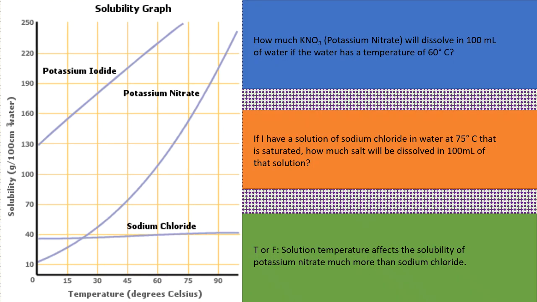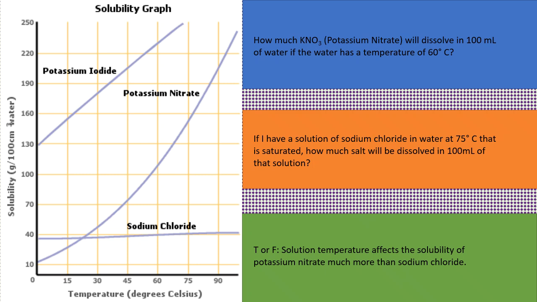And so we'll see here on the next few slides some questions about reading a solubility graph. And they work like this. I'll give you a few of these examples and work through some with you. The first one says, how much KNO3, which is potassium nitrate, will dissolve in 100 milliliters of water if the water has a temperature of 60 degrees Celsius?